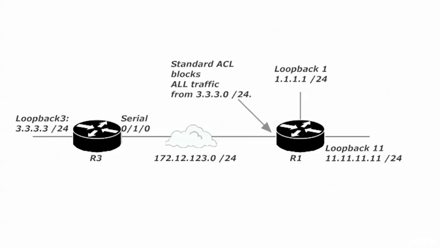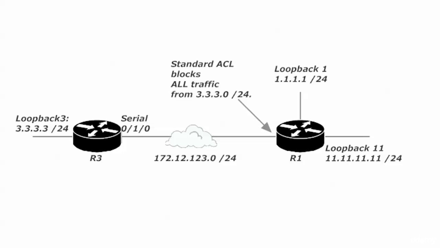The problem here with a standard ACL is that the standard ACL matches only on the source IP address of the packet, so it's going to block all traffic coming into that interface from 3.3.3.0/24. So not only can traffic not get to loopback 11, that's the one we wanted router 3 not to be able to communicate with, it's also going to stop router 3 from communicating with loopback 1. And any other network that gets opened up on router 1 or added to router 1, 3.3.3.0/24 won't be able to communicate with it because we used a standard ACL. So there's the big drawback.